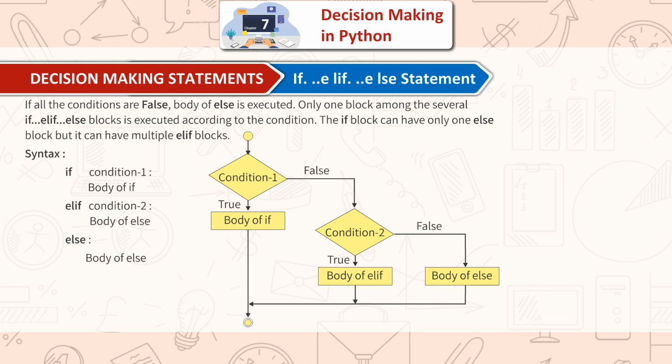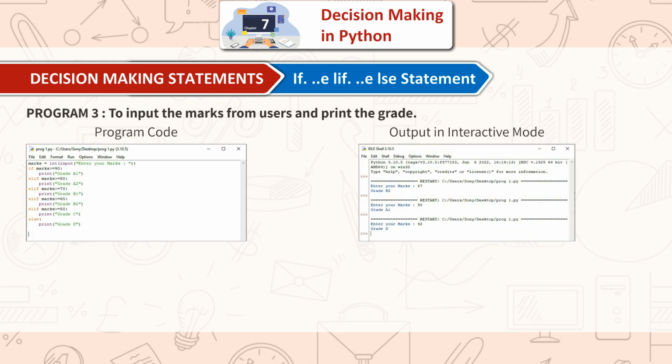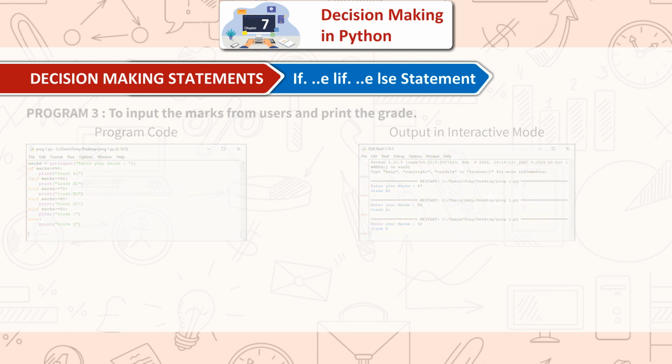Syntax: if condition 1, body of if. Elif condition 2, body of elif. Else, body of else. Condition 1 false; condition 2 false, body of else. Condition 2 true, body of elif. Condition 1 true, body of if. Program 3: to input the marks from users and print the grade. Program code. Output in interactive mode.